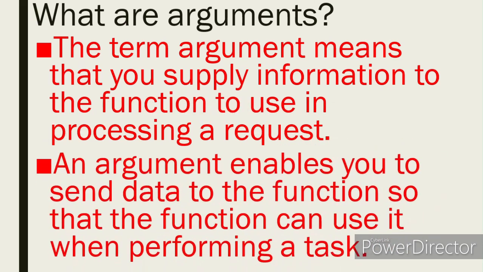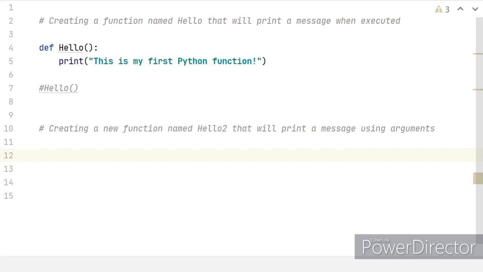An argument enables you to send data to a function so that the function can use it when performing a task. Using an argument makes your function more flexible. As you see, the hello function is currently inflexible because it prints just one string. Adding an argument to the function can make it a lot more flexible because you can send strings to the function to say anything you want.